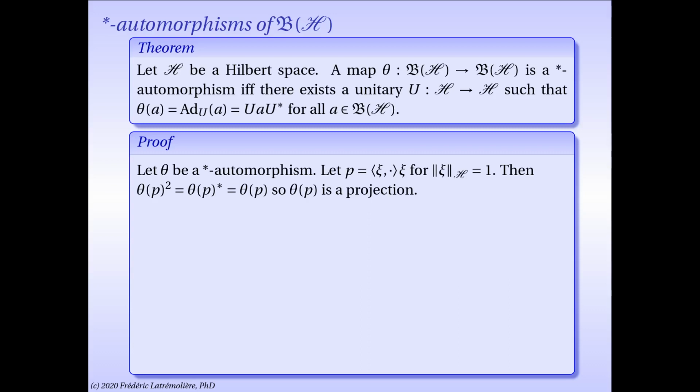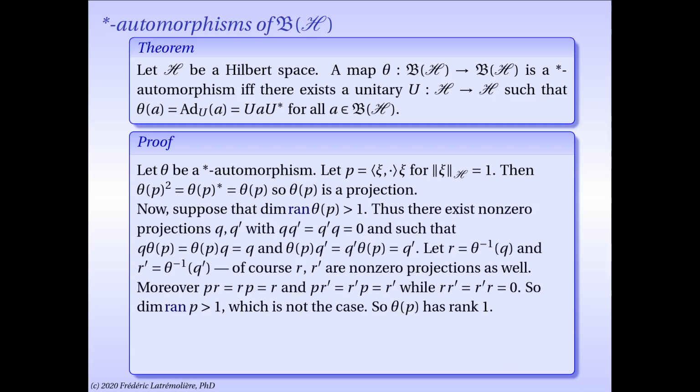Now P equals P squared equals P star, since P is a projection. Therefore, since theta is a star automorphism, we also have that theta of P squared is theta of P star is theta of P. In other words, theta of P is also a projection. I would like to know what is the rank of theta of P.